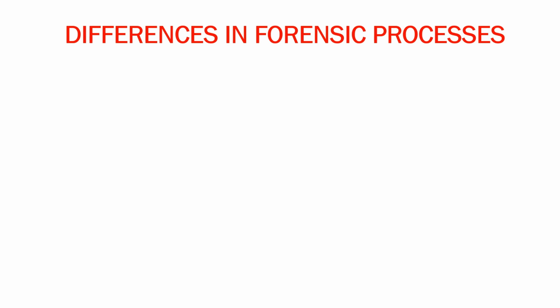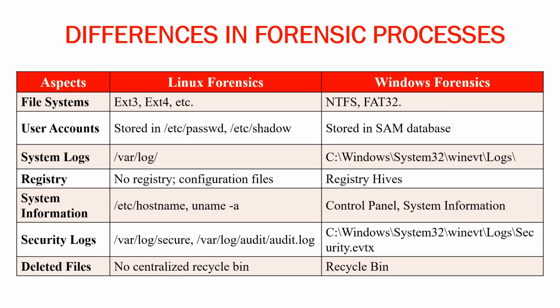So the last point is the difference in forensic processes between Linux and Windows operating systems. Mainly Linux supports the extended file system while Windows supports NTFS and FAT32 file systems. In Linux, the user account information is stored in etc passwd and shadow files, while in Windows, the user accounts are managed in the SAM database, that is the Security Account Manager database.